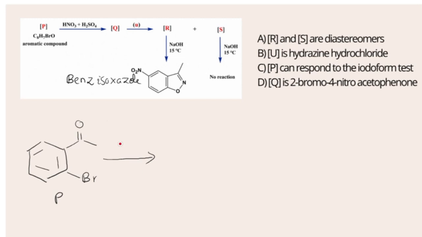The electrophile generated in this reaction is nitronium ion. Electrophiles are electron deficient species. And what do they do? They attack the position where there is more electron density. So in this benzene ring where the electron density is more, how to find out that? So that can be done by the groups present over here.